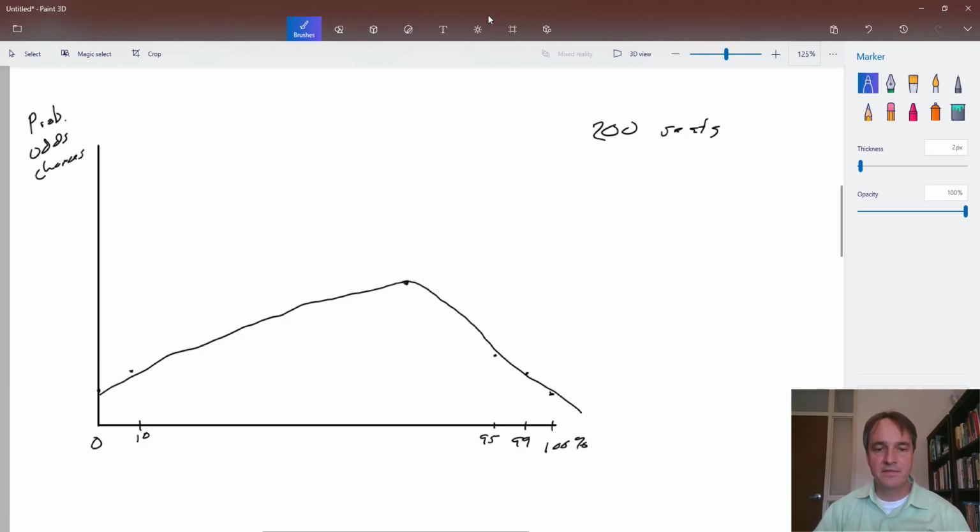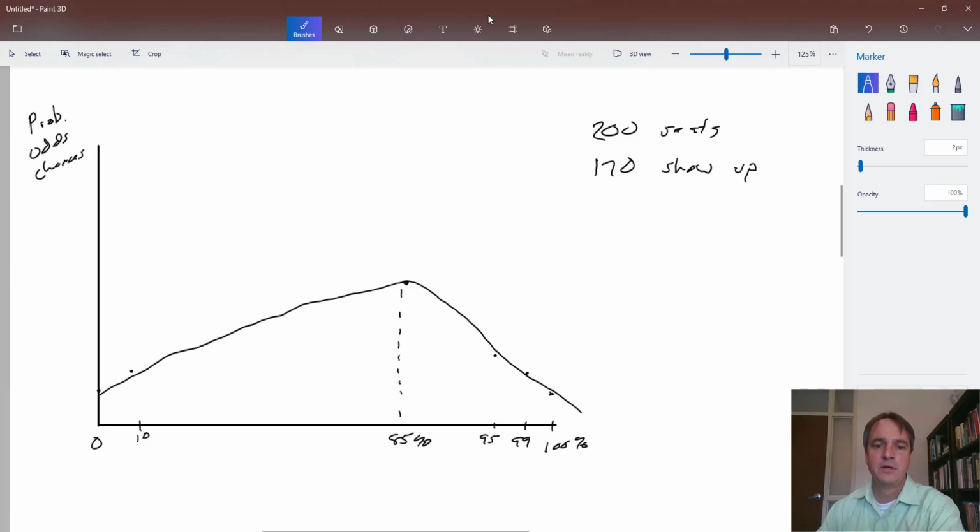And let's just say that this maximum occurs at, say, 85%. So what this says is that the most likely scenario is that 85% of these 200 show up. So the most likely scenario is 170 people show up for a 200-seat aircraft. So then what do we do with that information?